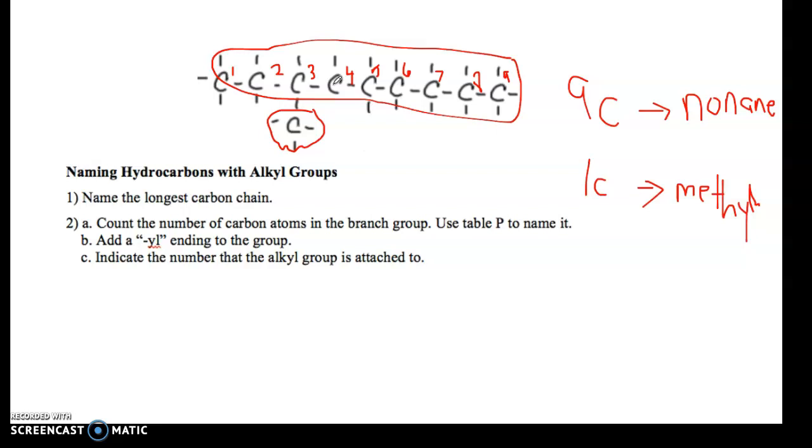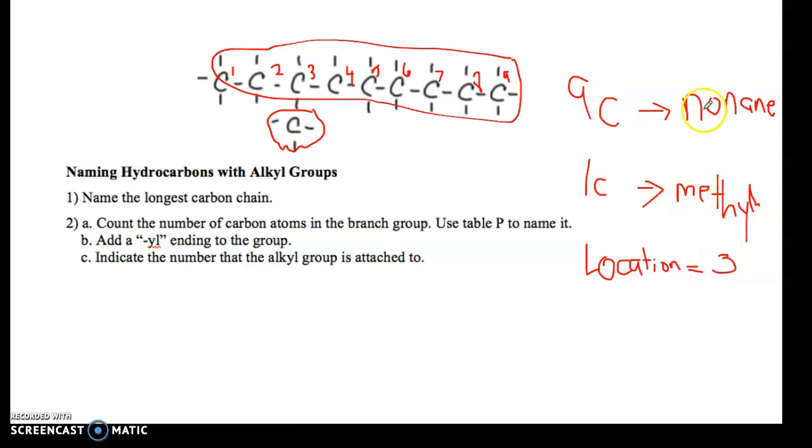We want to take fewer steps, right? So instead of walking 5 blocks, you only want to walk 2 blocks. You want to start with the side that is closest to the branch and start numbering from that end. I started numbering from left to right, and it actually is closest to the branch. And my branch is attached to my third carbon. So the location is on my third carbon.